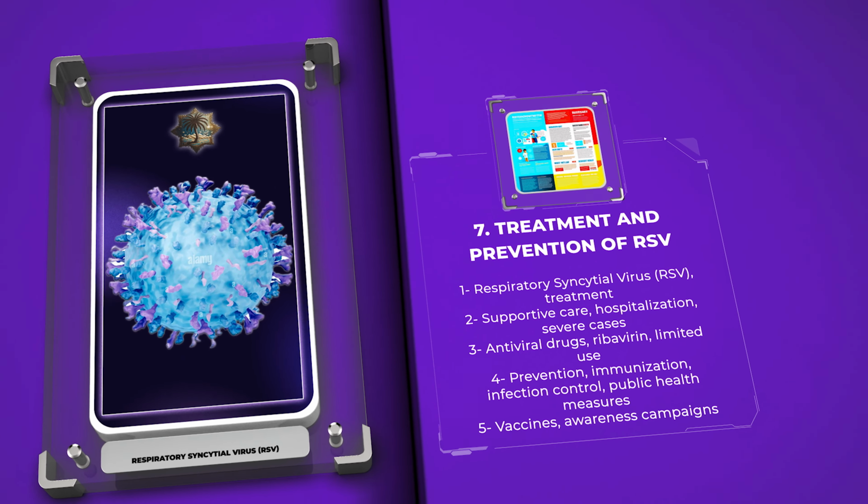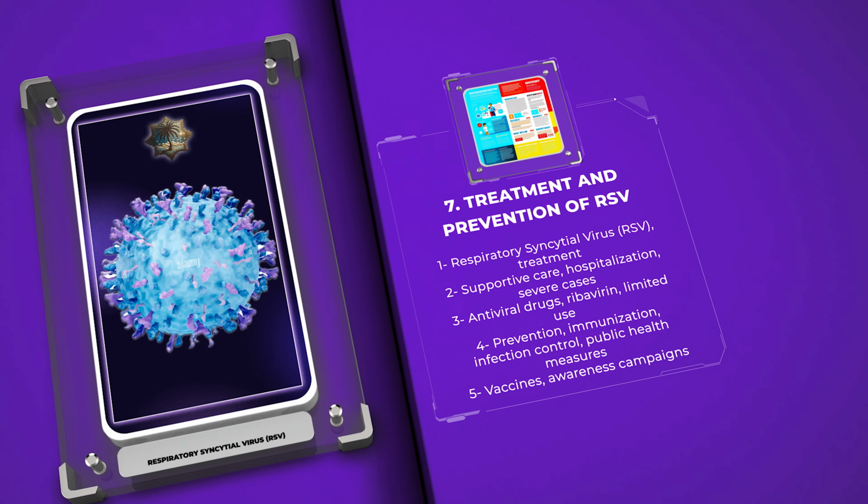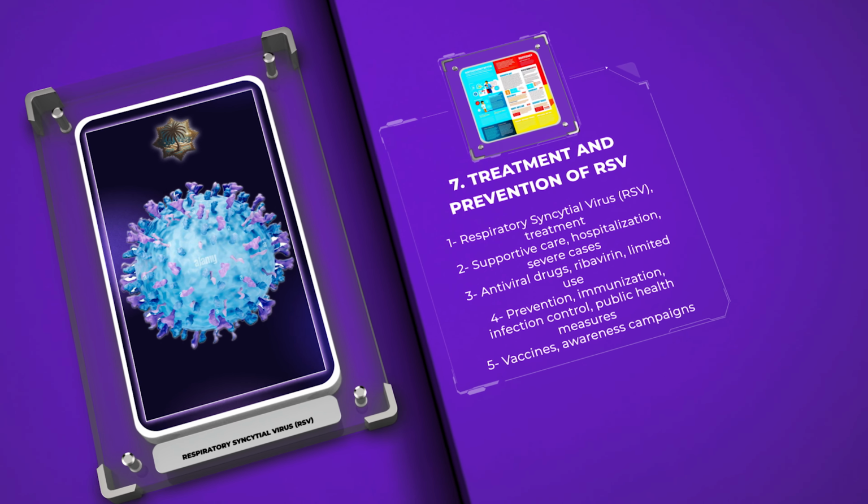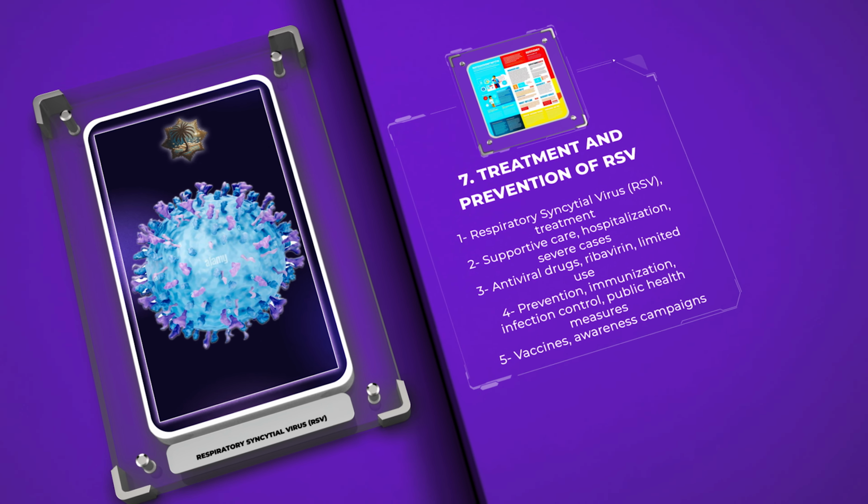Antiviral drugs like ribavirin are limited in use. Prevention includes immunization, infection control, and public health measures, while vaccines and awareness campaigns play important roles.